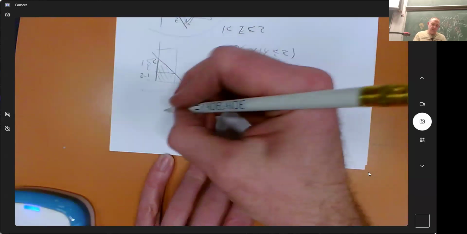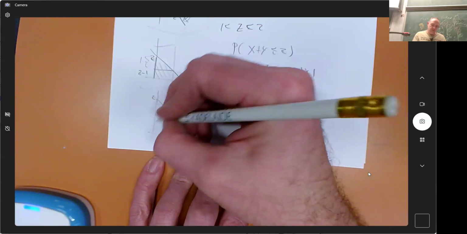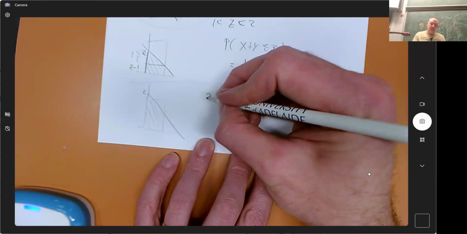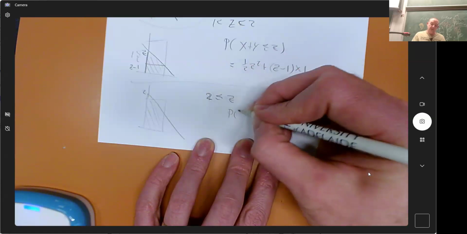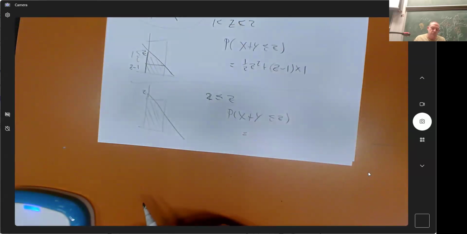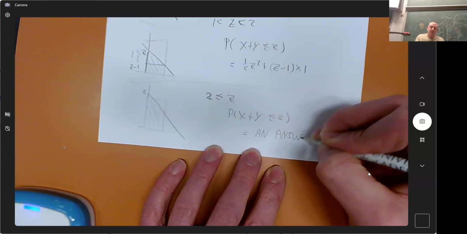And then when Z is in the top corner, this was a bad example. Sorry, everybody. We get whatever we get. This is a bad example. Sorry, guys. Whatever that area is, an answer. I'm going to stop there.